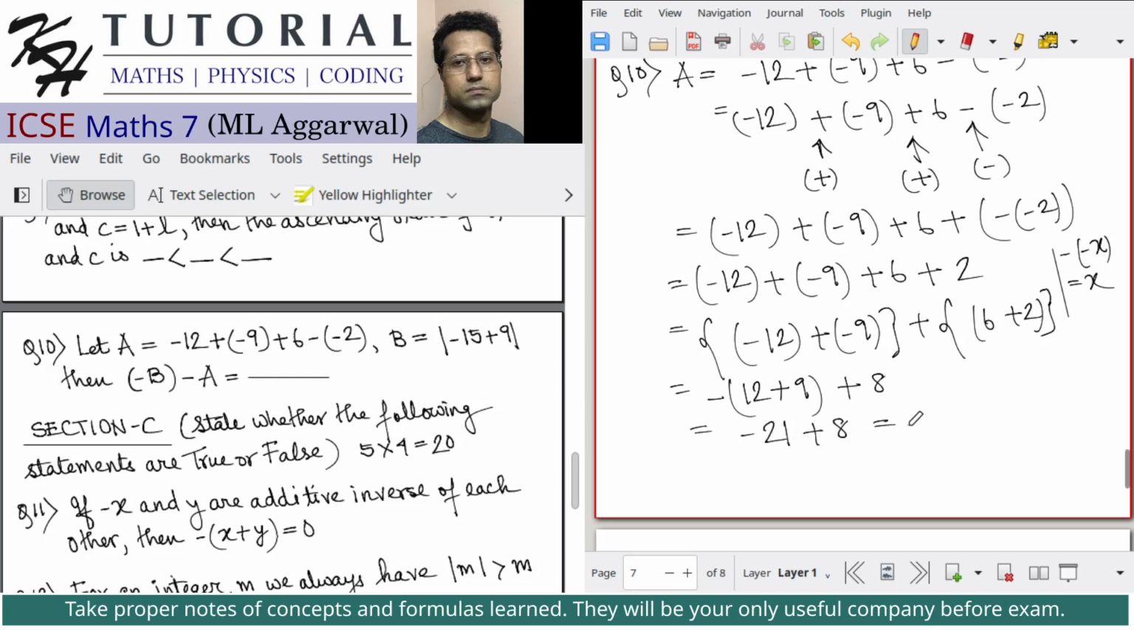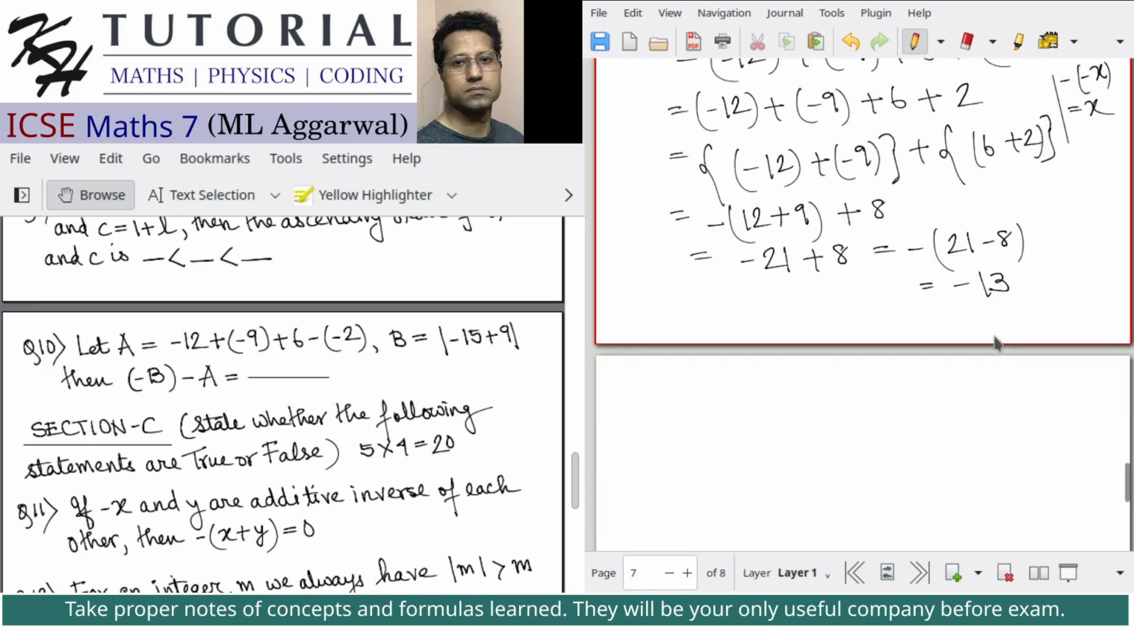So we are adding one negative and one positive integer, and we can clearly see the numerically greater integer is minus 21. So it will be minus of 21 minus 8, which is equal to minus 13. So A is minus 13.